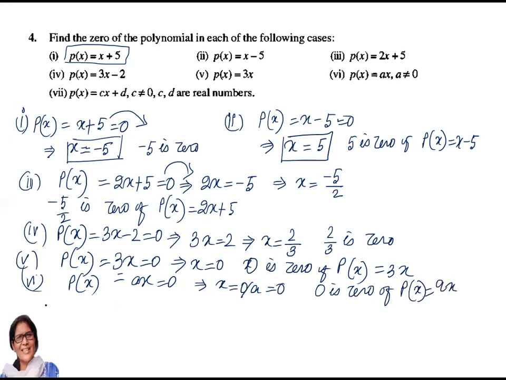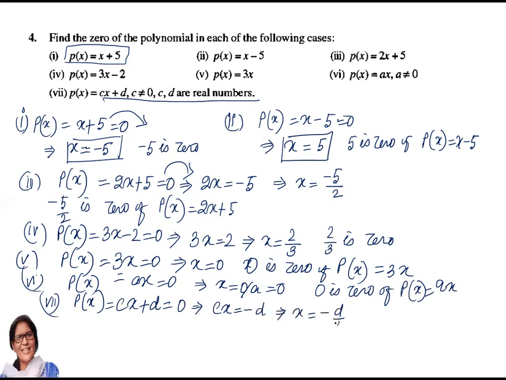Coming to last one, seventh one. p(x) is equal to cx plus d. Here c, d are real numbers. So this is 0. We'll write cx is equal to minus d, or x is equal to minus d by c. So what is the answer? Minus d by c is 0 of p(x) is equal to cx plus d.